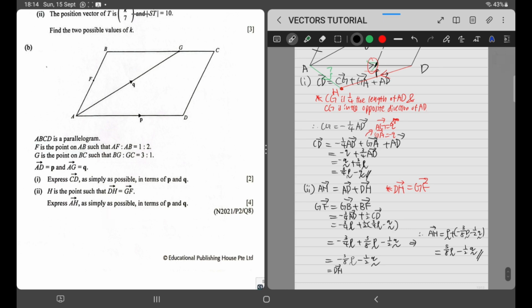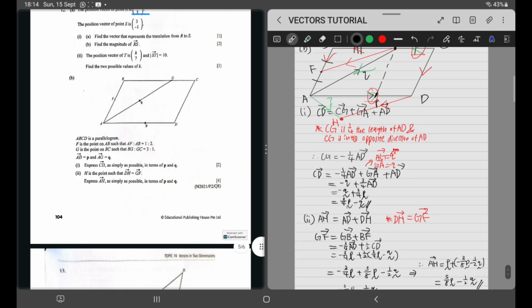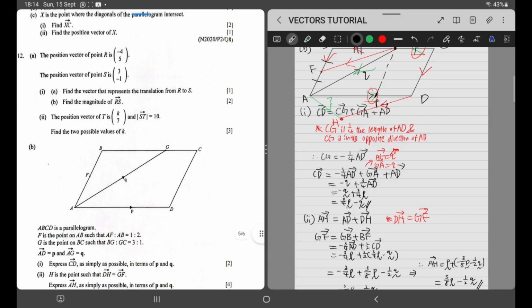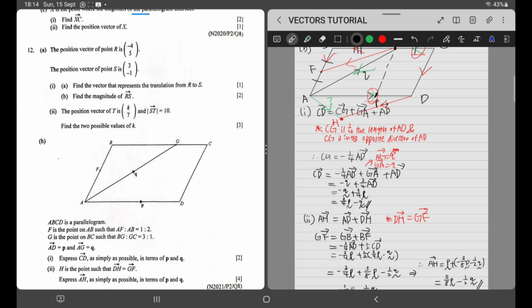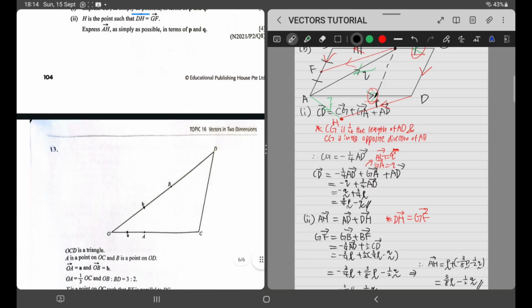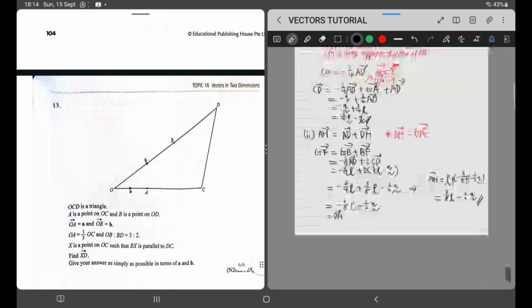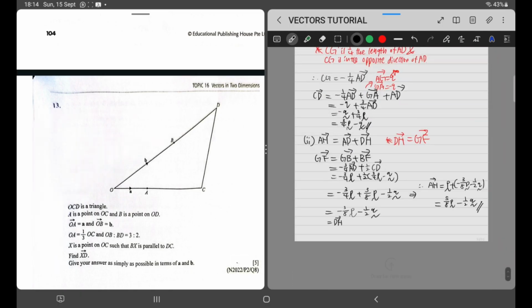I believe this entire question is probably the hardest vector question inside this paper. So if you can understand this, then great, because this really tackles all the fundamentals that you should know. Now moving on to the last question, question 13.